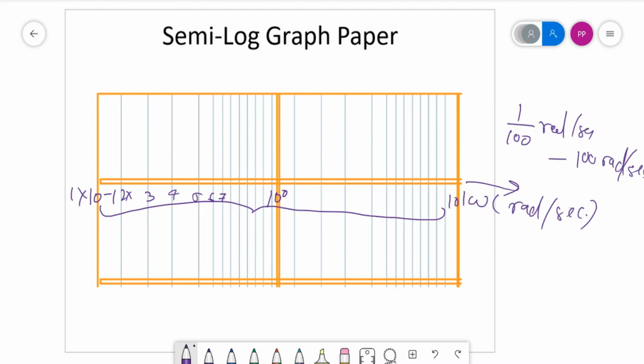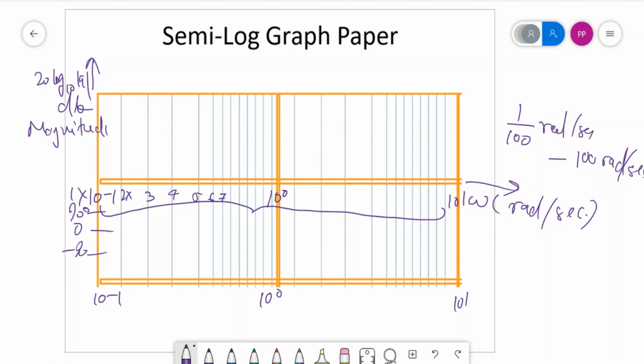Here I have the y-axis in terms of magnitude, which is 20 log base 10 magnitude, that is in decibels. So this is giving us the magnitude. Similarly, 10 power minus 1, 10 power 0, 10 power 1. I can have the phase over here in degrees: 0, 90 degree, minus 90 degree. This is the phase.